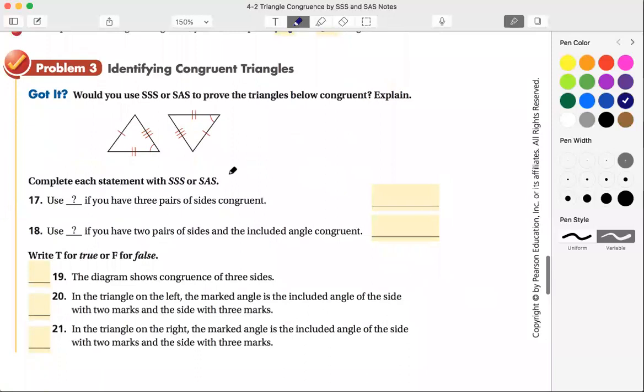So what would I use to prove these two triangles congruent, SSS or SAS? All right, I would use SSS if I have 3 pairs of sides congruent. I would use SAS if I have 2 pairs and the included angle congruent. So the diagram shows the congruence of all 3 sides. Is that true or false? Well, that's true. In the triangle on the left, the marked angle is the included angle of the side with 2 marks and the side with 3 marks. Is that true? Yeah. In the triangle on the right, the marked angle is the included angle of the side with 2 marks and the side with 3 marks. Well, that's false. The included angles are 1 and 2.